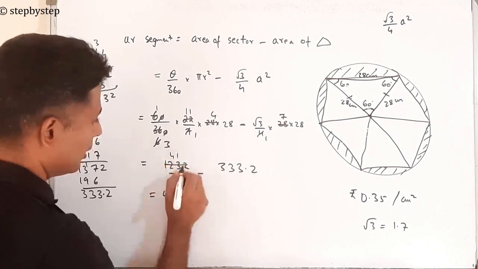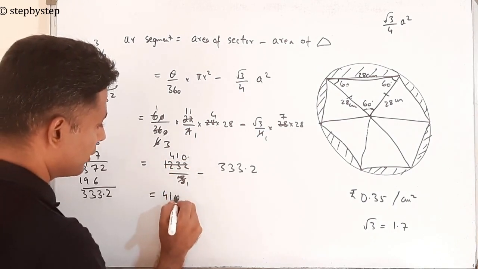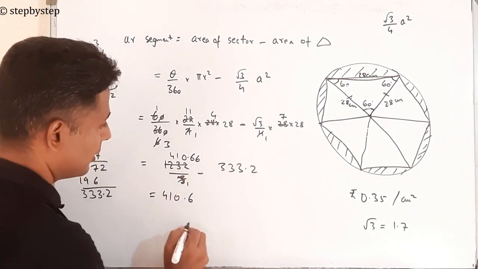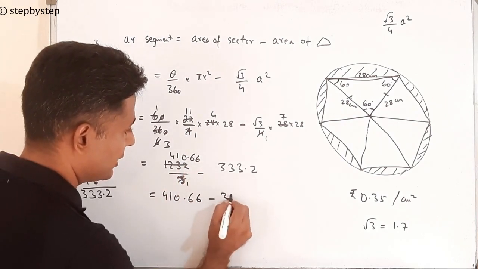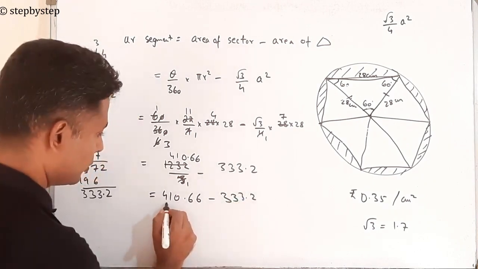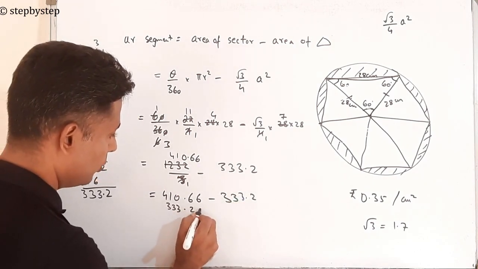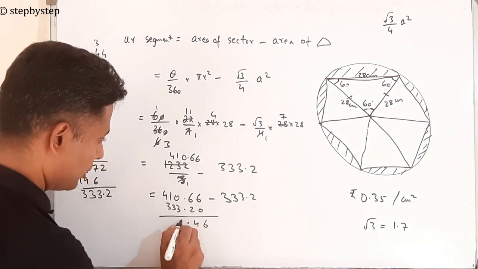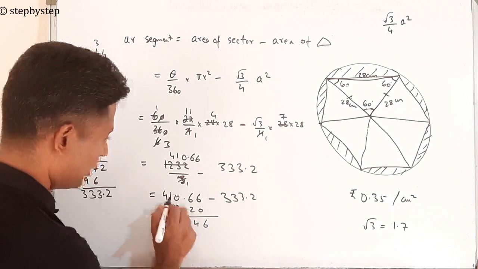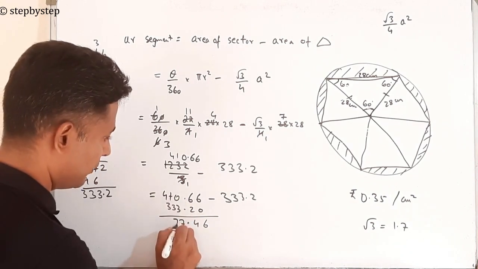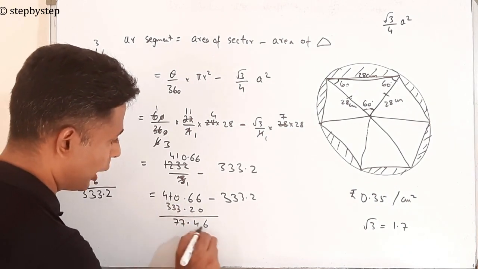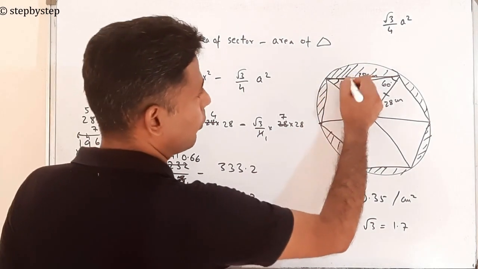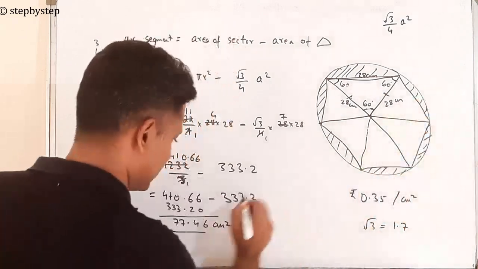So 410.66 minus 333.2, which gives 77.46 centimeter square. That is the area of just one segment, and we need to find the area of 6.